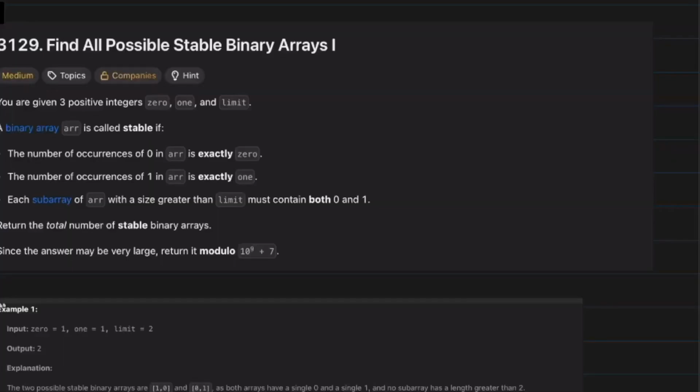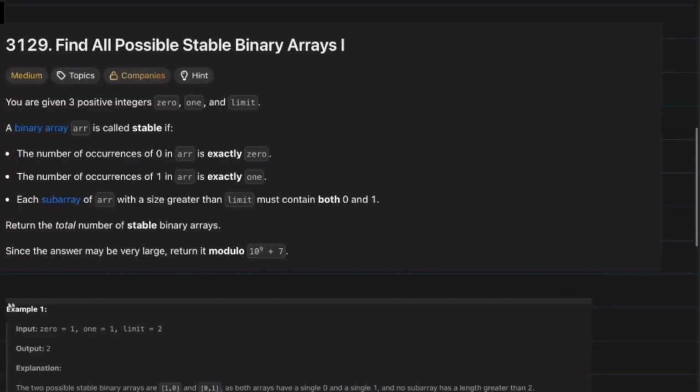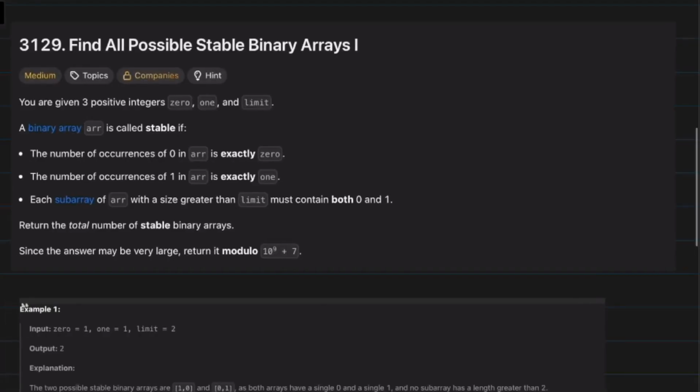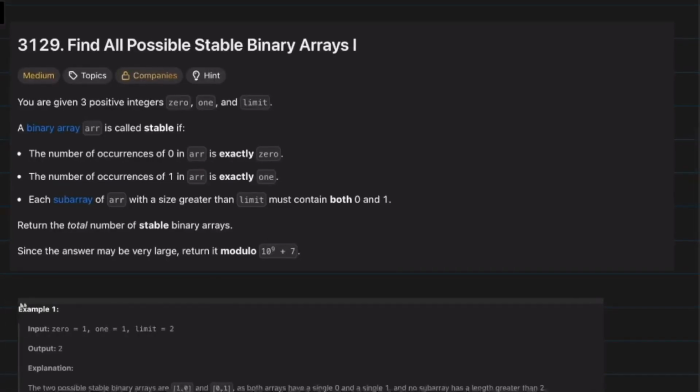Hello everyone. So today we're going to solve LeetCode problem number 3129, Find All Possible Stable Binary Arrays. In this question, we are given three integers: zero, one, and limit.